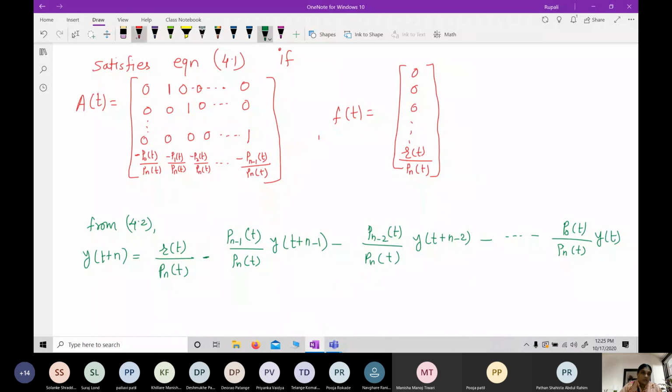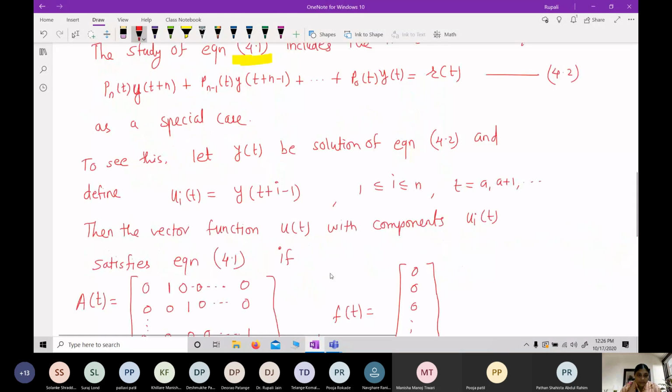Now what is this one? What is y at t plus n minus 1? By our definition of uit, it is unt, right? y at t plus n minus 2 is nothing but my un minus 1 of t, right? And what is yt? yt is nothing but my u1t.